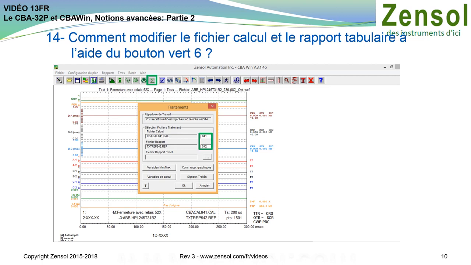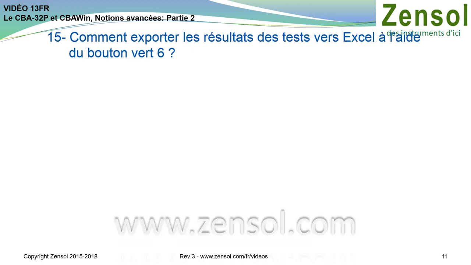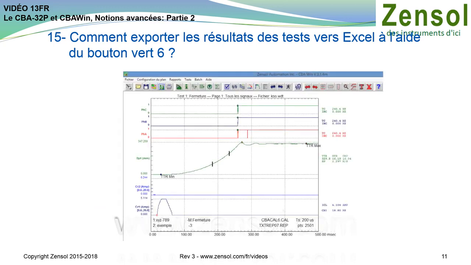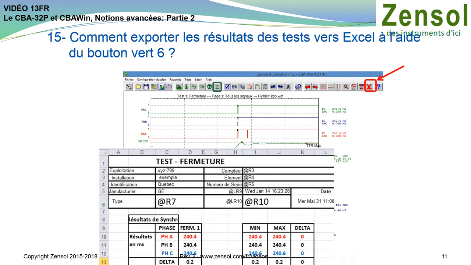With the WCF extension, how do I export test results to Excel using the V6 button? Once you've saved your data as a WDT file, you can export it in Excel format. Just click on the big red X, and they will appear in an Excel spreadsheet. CBA-Win needs to know the Excel file template that will be used for this export.